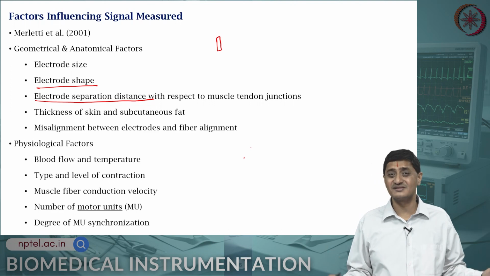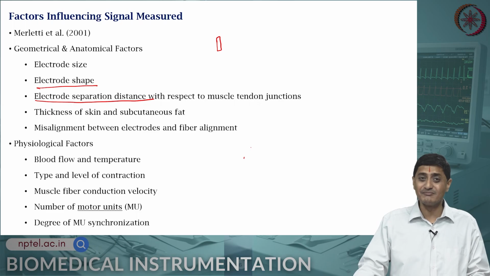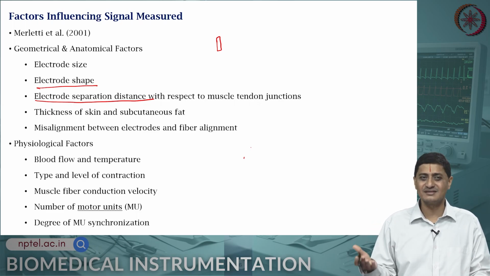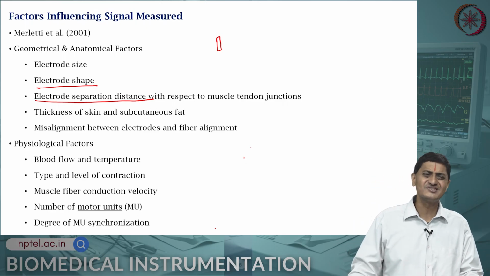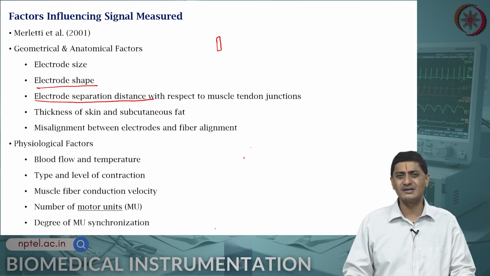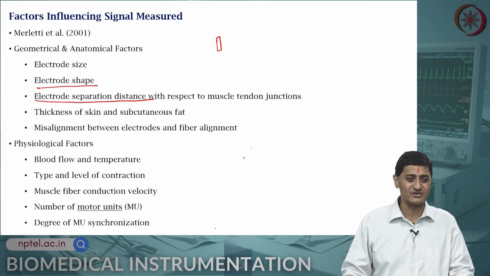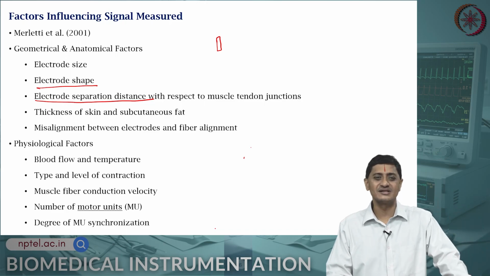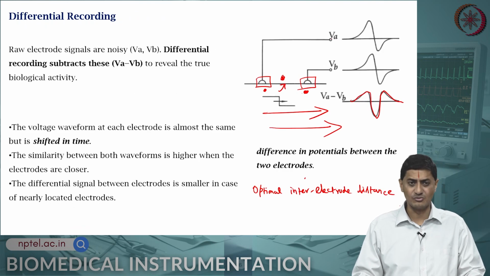How much fat a person is having, you do not control that. Misalignment between electrodes and the fiber alignment, fiber direction and the electrode direction. If it is misaligned, there is going to be more noise. And then there are other physiological factors that come into the picture, blood flow and temperature, type and level of contraction, whether the person is doing isometric contraction or some other type of contraction, whether the person is doing concentric contraction or eccentric contraction. What are these types? Do check my other course on neuroscience of human movement.